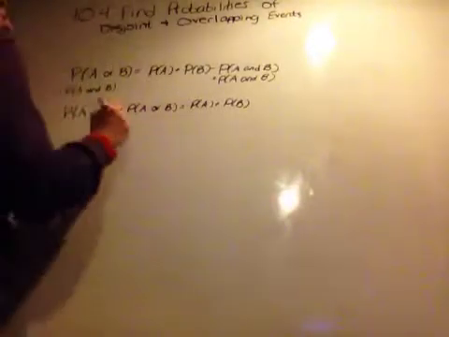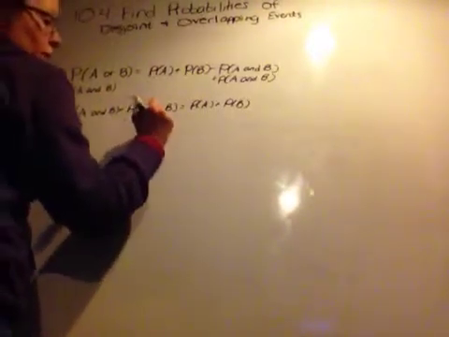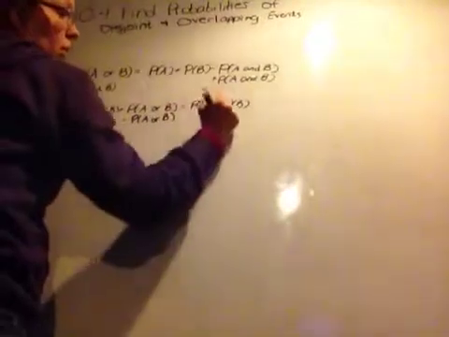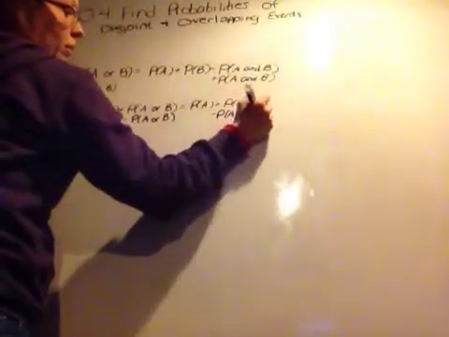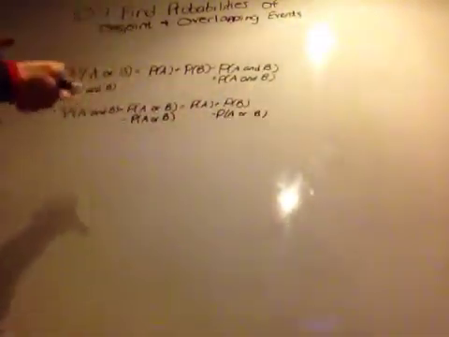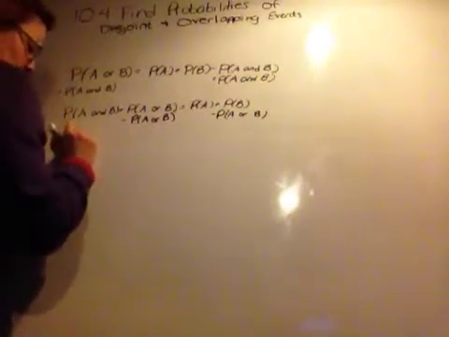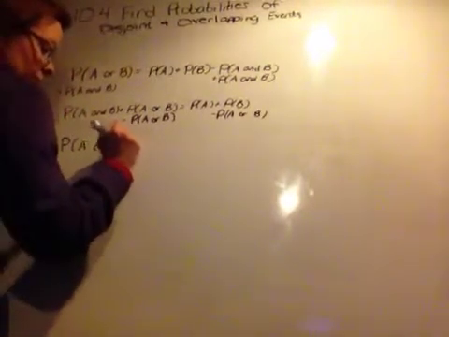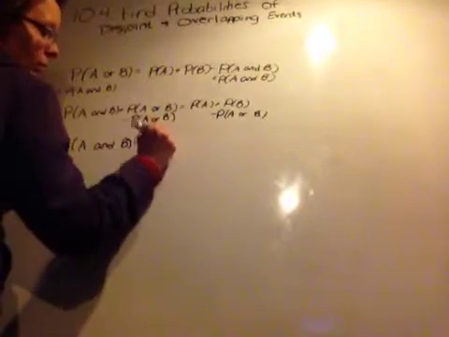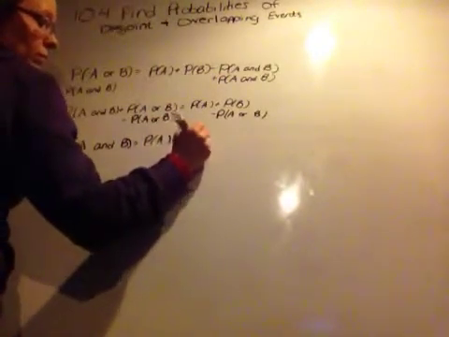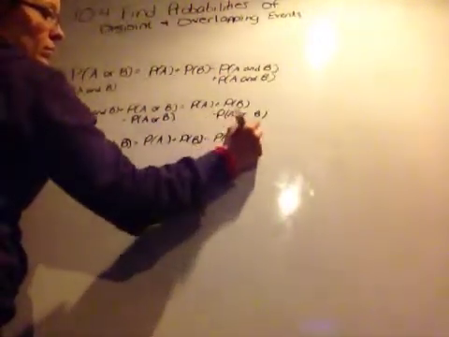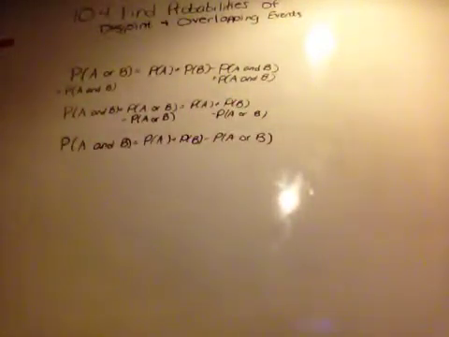Okay, so after I add it to both sides, that's what I get. And now I'm going to subtract probability of A or B. So now I have it solved for that. You could also plug the numbers in first and then rearrange it. So now I have probability of A and B is equal to the probability of A plus the probability of B minus the probability of A or B.